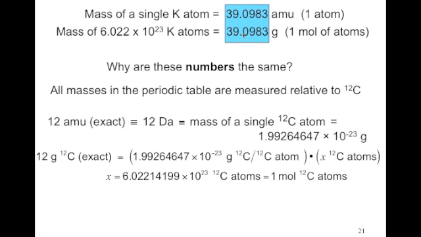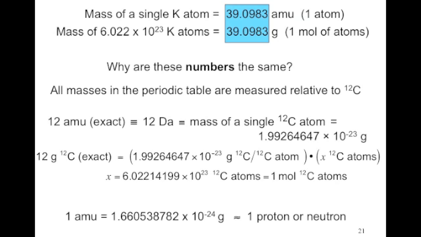If we look at rubidium, which is right underneath potassium in the periodic table, that atomic mass number, 85.4678, is the value in atomic mass units for an average rubidium atom mass. It's also the number in grams for 1 mole of rubidium atoms, or 6.022 times 10 to the 23rd rubidium atoms. That's all there is to it.